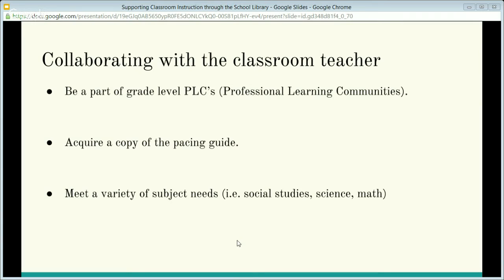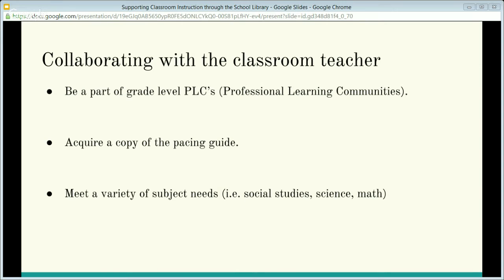So let's touch on the first one, collaborating with the classroom teacher. What does that look like? Well, when you are collaborating with the classroom teacher, which is very important, because when you collaborate, you're showing that one, you're a team player, and two, that you want to be able to offer the best services you can to your students and your teachers.